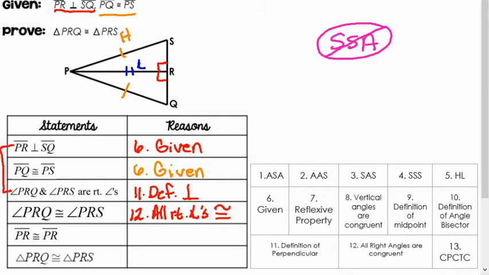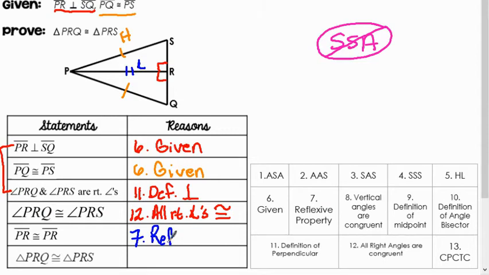Okay, so next it says line segment PR is congruent to itself. It's congruent to line segment PR. How do we know something's congruent to itself? Again, that's like your reflection in the mirror. You're congruent to yourself. That's choice number 7, the reflexive property.